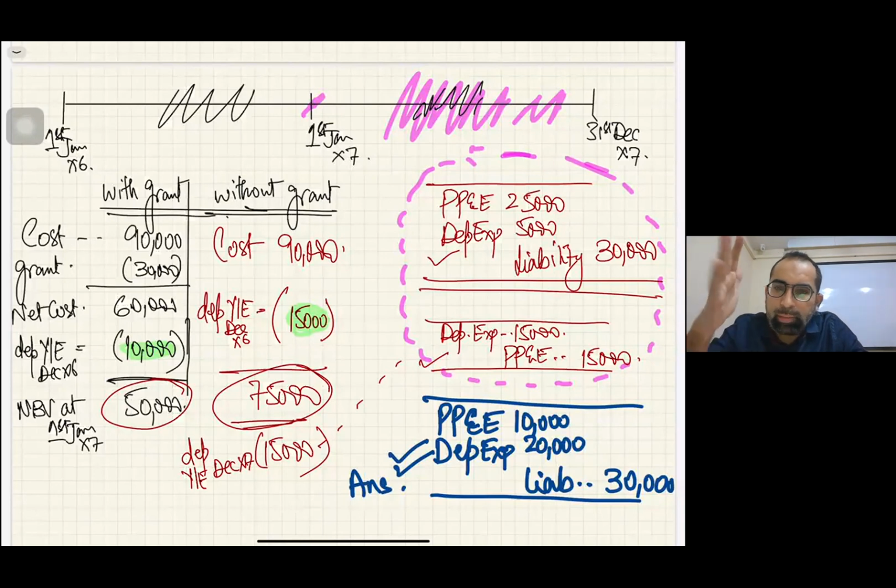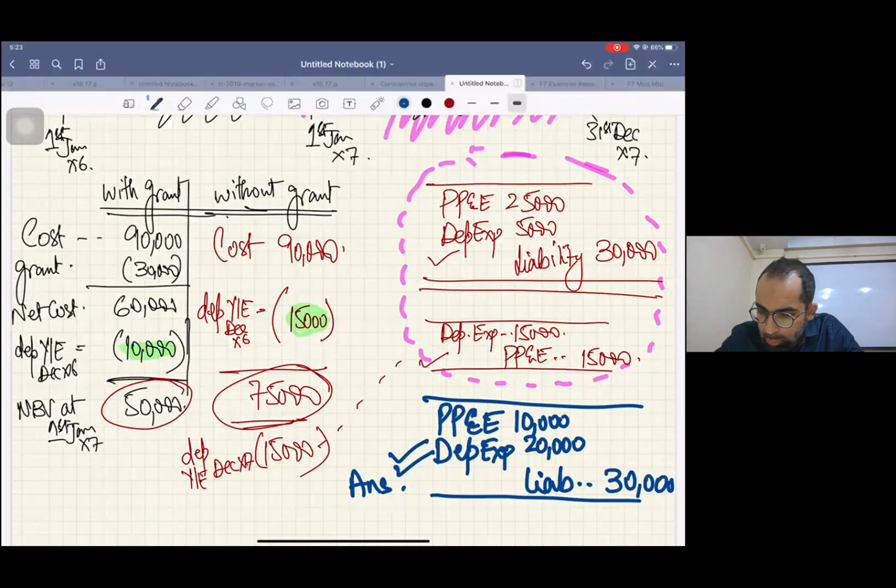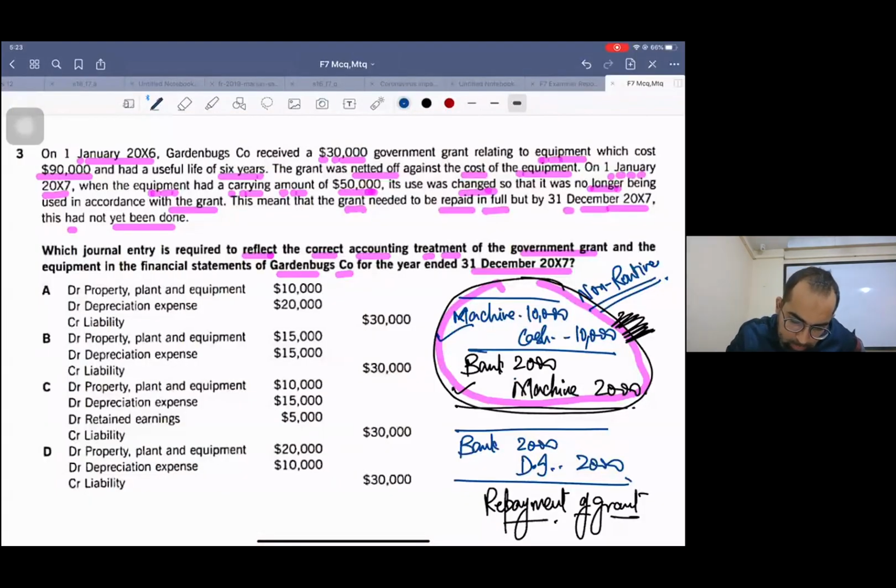No effect on retained earnings because this is a change in accounting estimate. Changes in accounting estimate are always adjusted prospectively, not retrospectively. If we do the retrospective thing, then dear students, we do retain anything. Okay, so now we are moving to our question bank. The answer is A. Question number 3, answer is A.